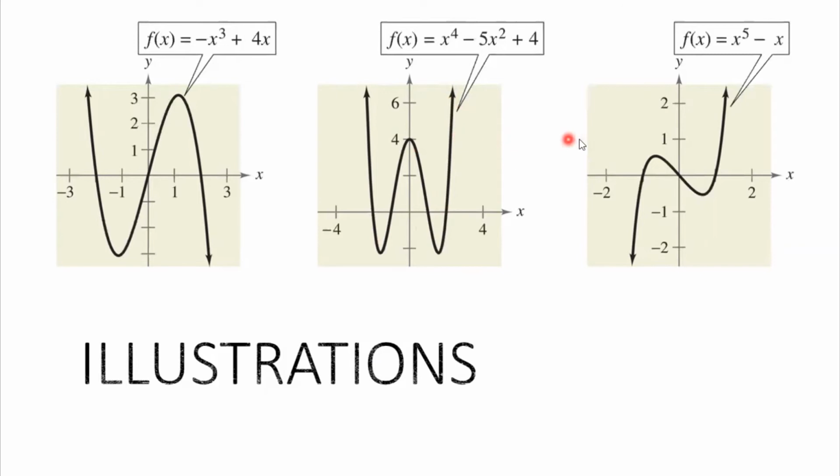So how about this one? f of x is equal to x raised to 5 minus x. The graph looks like x cubed. Since we have the degree which is odd and the leading coefficient is positive, it starts from here, from the southwest going to northeast.